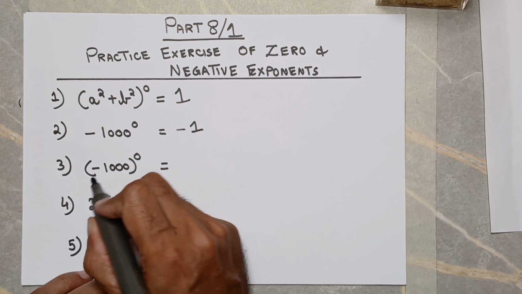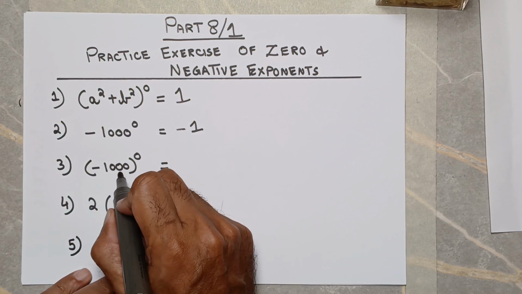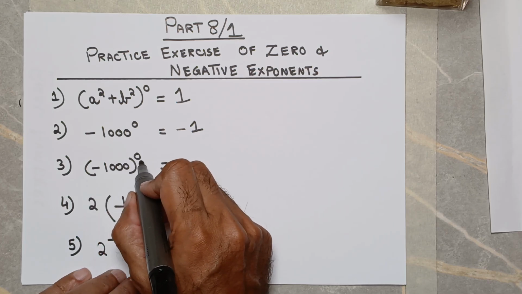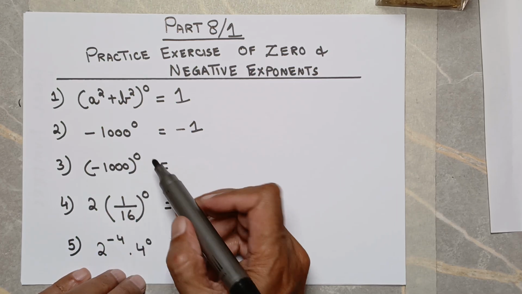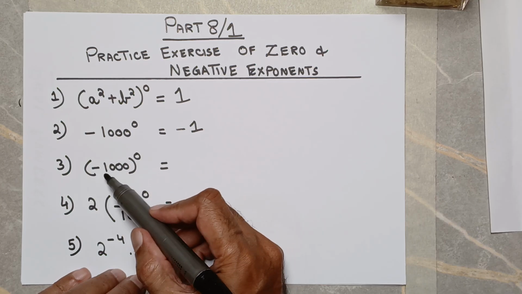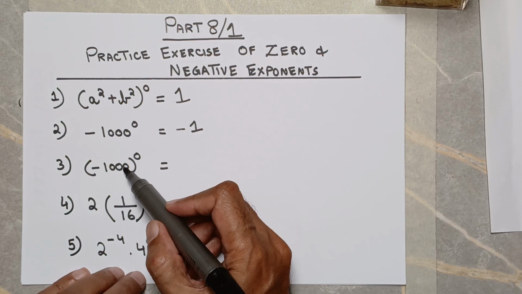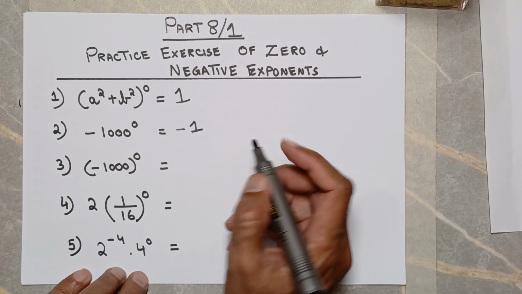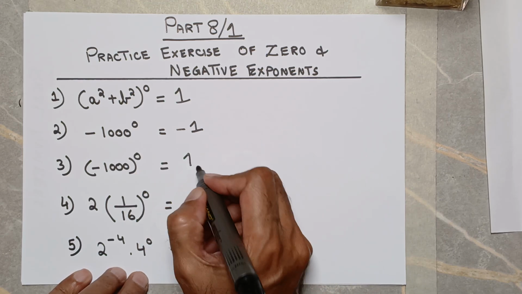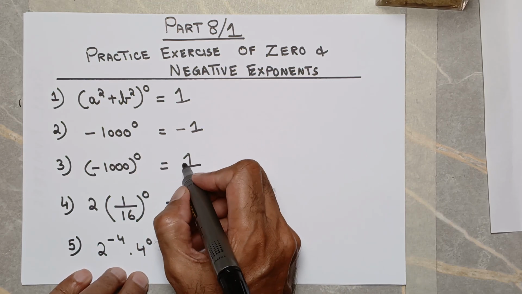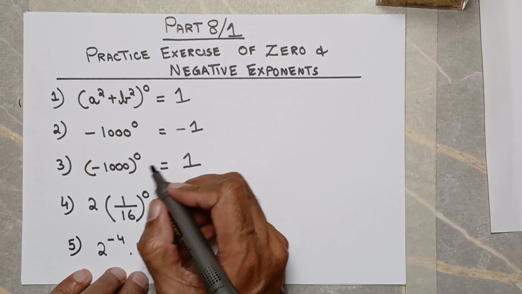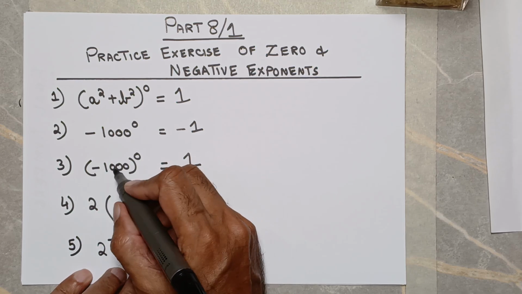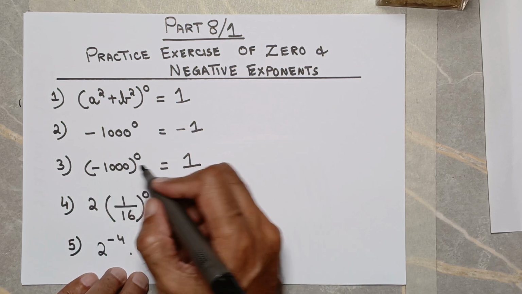But in the third question, this whole minus 1000 is within a parenthesis raised to the whole 0. Now this exponent 0 applies to the whole expression, minus 1000. What will be the answer? Yes, the answer will be simply 1. We will not put a minus here, because this whole 0 exponent applies to this whole expression, minus and number.